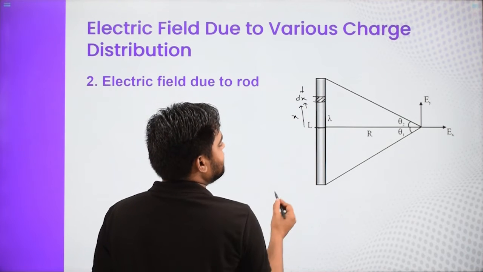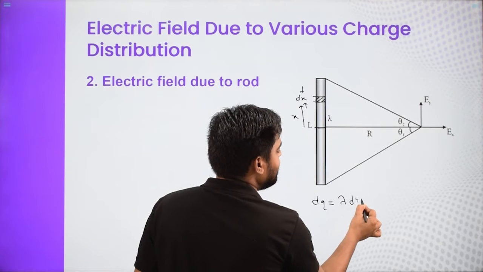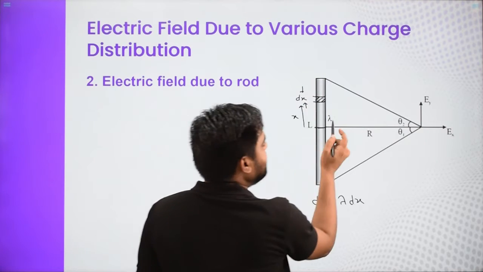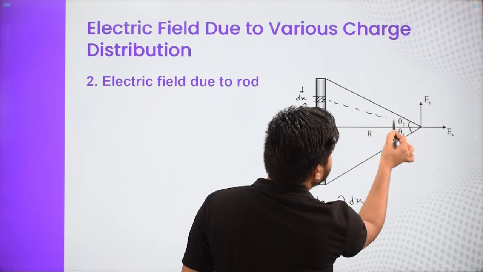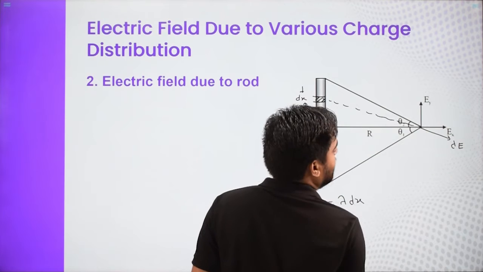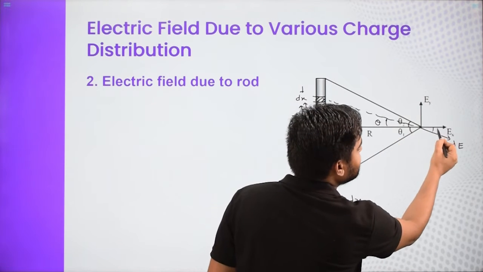Now this dx has how much charge? dq, and that dq is written as lambda times dx, that is the charge on the small element. Now this is again treated as a point charge. Electric field due to this at this point will be in this direction. I am calling it dE, and let us say this angle is theta. So if this is theta, then this is also theta.